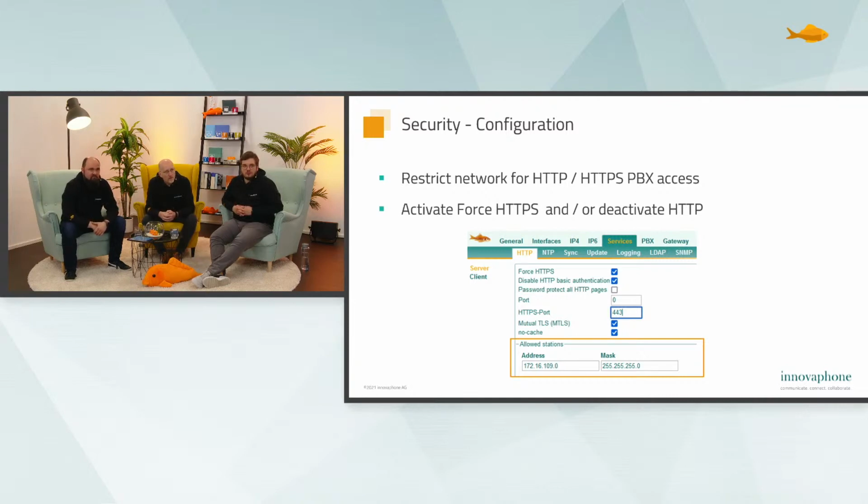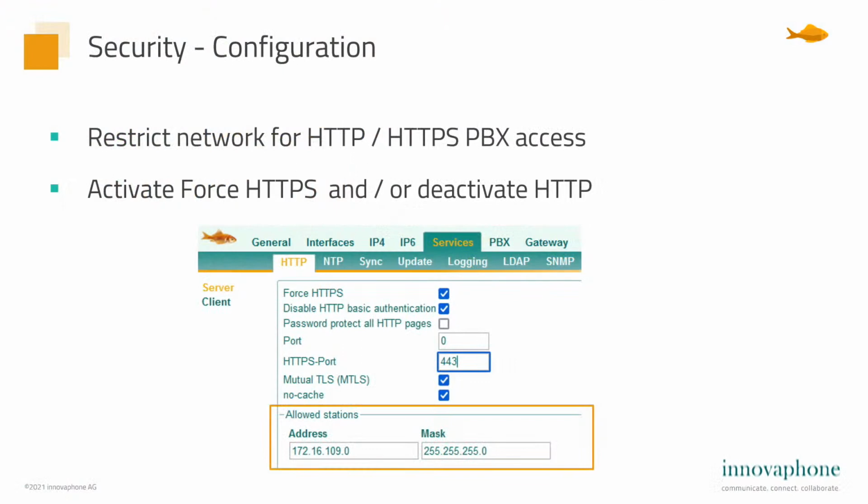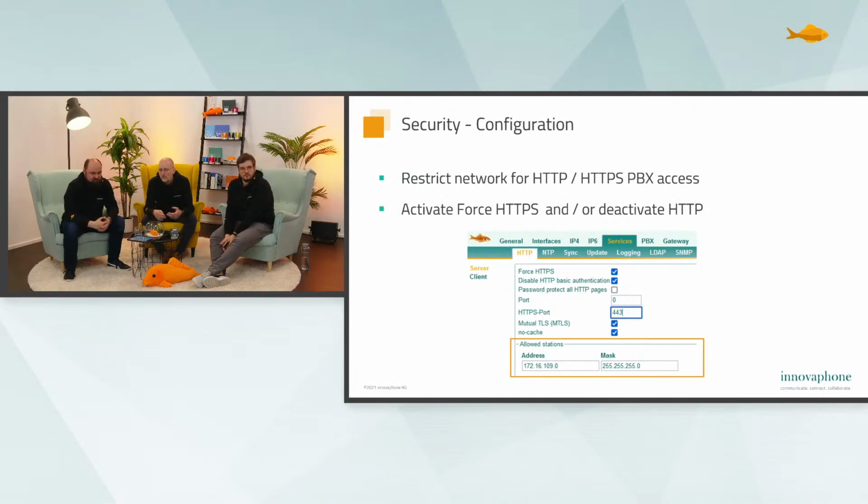So in general, restrict the network for HTTPS for the PBX access. You can switch off the HTTP access. You can also enforce going to HTTPS. How can I disable HTTP? Well, you can take out port 80. If you leave it empty, it's still 80. Yep, so you have to put in the 0. Correct. So that disables the default HTTP port.